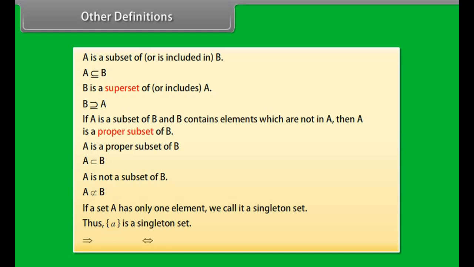Look at these symbols now. The first one means implies that, and the other one means if and only if. Intervals as subsets of R.